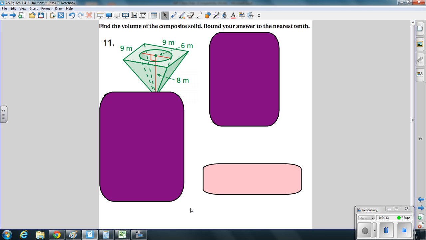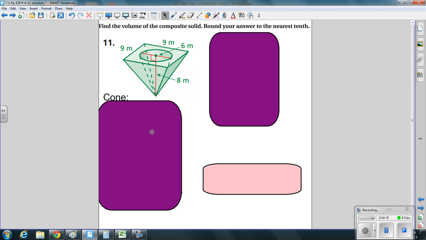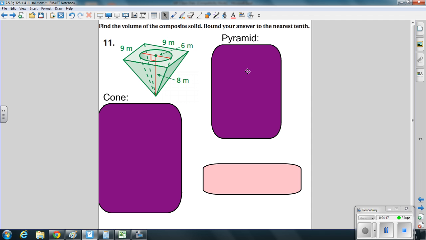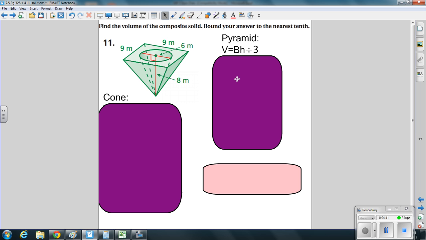Number 11, we have a cone and we have a pyramid. And this is also another subtraction problem. We have the entire pyramid, and then we're going to take out a cone. So what we're going to do is find the volume of the pyramid first, then find the volume of the cone, and subtract the two volumes from one another. So the volume of a pyramid is area of the base times the height divided by 3.